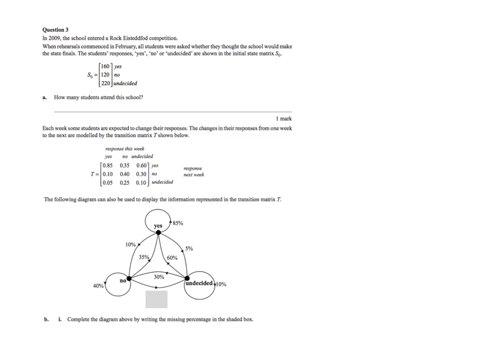In 2009, a school entered a Rock Eisteddfod competition. When rehearsals commenced in February, all students were asked whether they thought the school would make state finals. The students responded yes, no, or undecided, and this is shown in the initial matrix. So they've given us the initial matrix here.